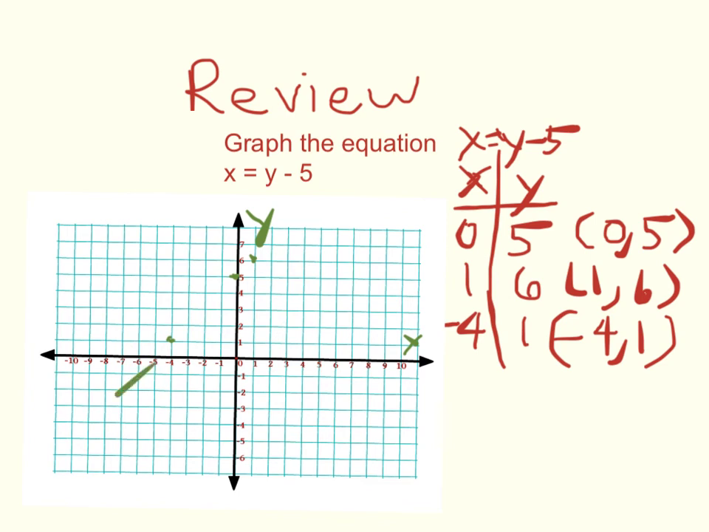Remember that the last thing that we do is that we go ahead and carefully draw that line using that ruler, and then we go ahead and make sure to label that. That's x equals y minus 5. And that there is how you graph linear equations.